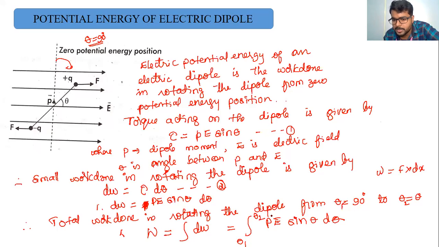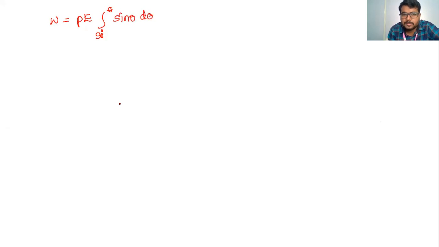So P is constant, E is constant, the only variable is sin theta. So again, W is equal to PE taken outside, since PE is common and constant. Then theta goes from 90 degree to theta. What we get is sin theta into d theta. So what is the value of the integration of sin theta? Integration of sin theta is minus cos theta.